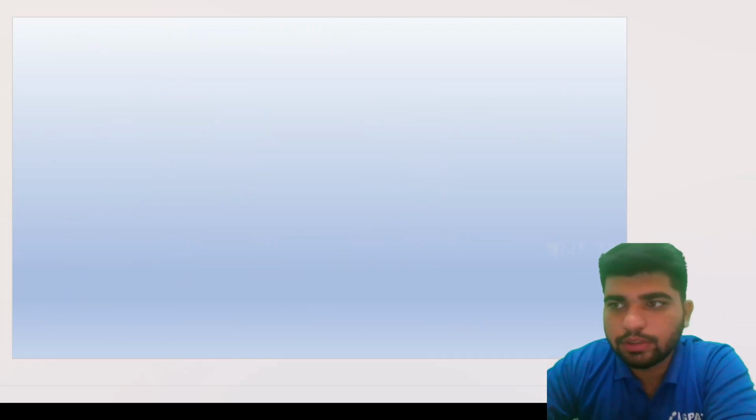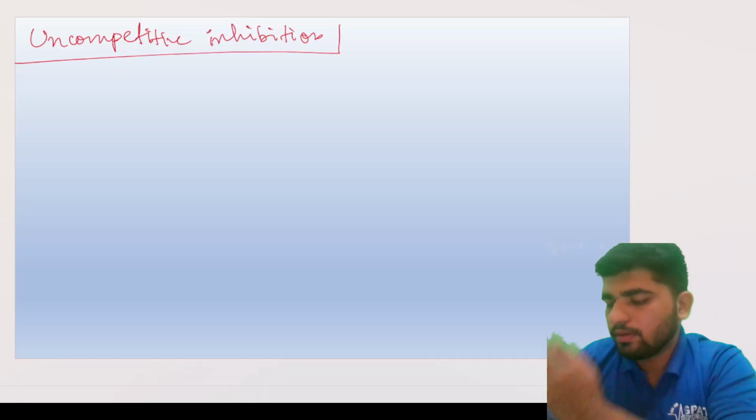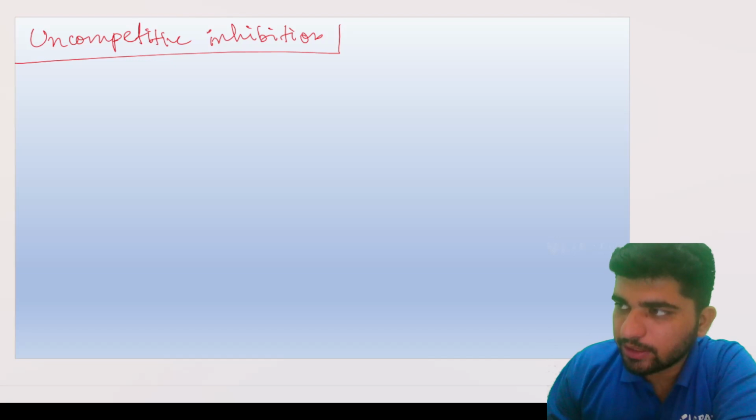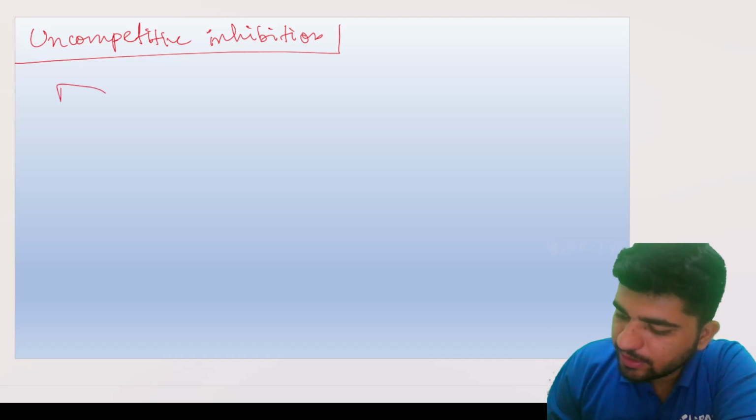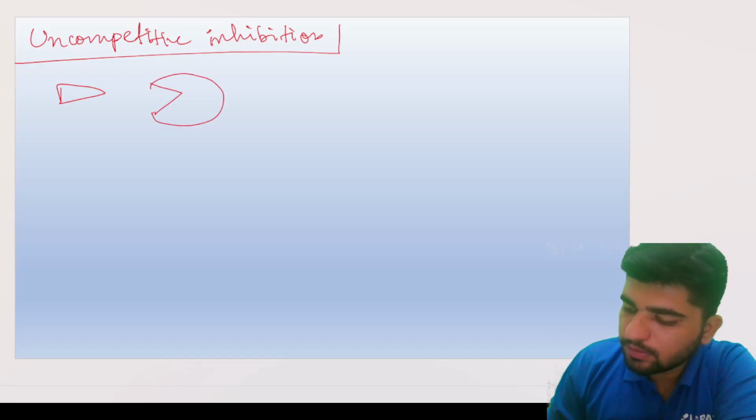Okay, chalo. Next one is uncompetitive inhibition. In uncompetitive inhibition, what is happening over here? This is a substrate, and there is an enzyme, and there is an inhibitory drug again.